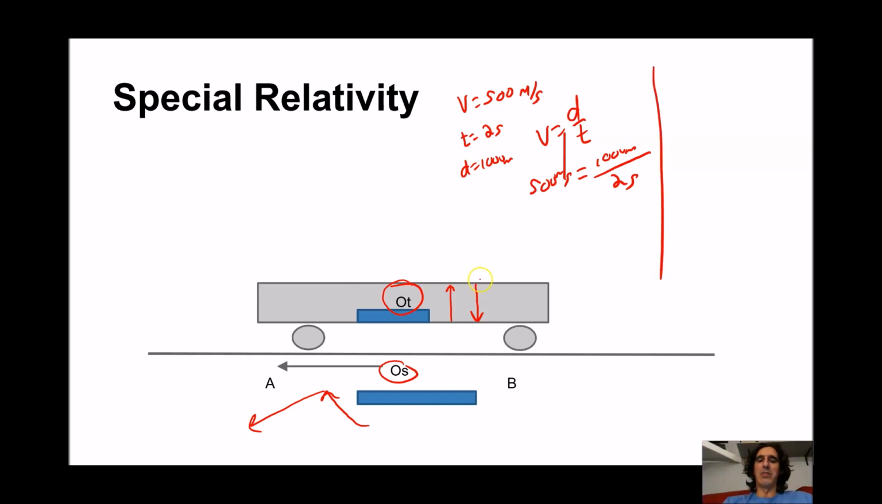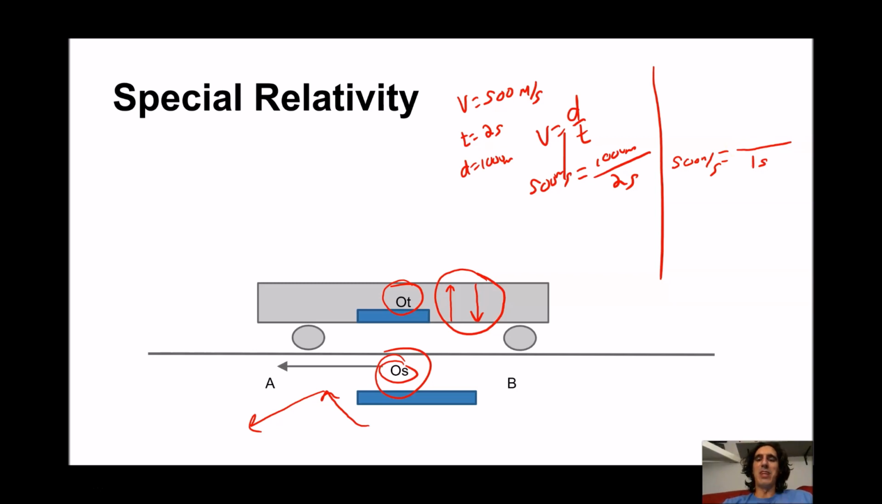But if we look at the person's time on the train, it's going to tick normally, which would appear to be faster compared to the person that's not on the train. To keep numbers simple, let's say it takes 1 second to travel 1,000 meters. And then we know it's traveling at 500 meters per second. And the time, that should be an equal sign. The time on their clock reads 1 second.